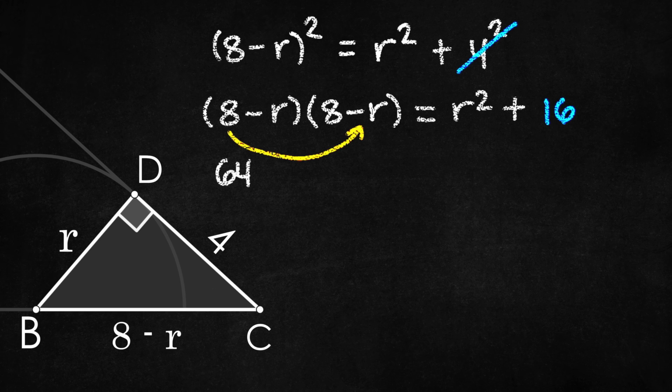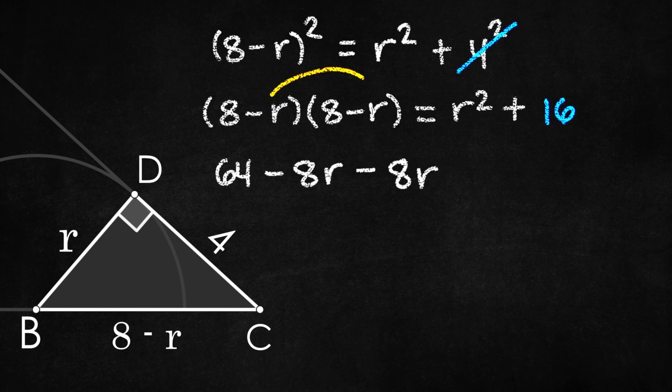8 times negative r is negative 8r. Negative r times 8 is negative 8r. And finally, negative r times negative r is r squared. And then copy the rest. Now it is time to combine and cancel out similar terms.